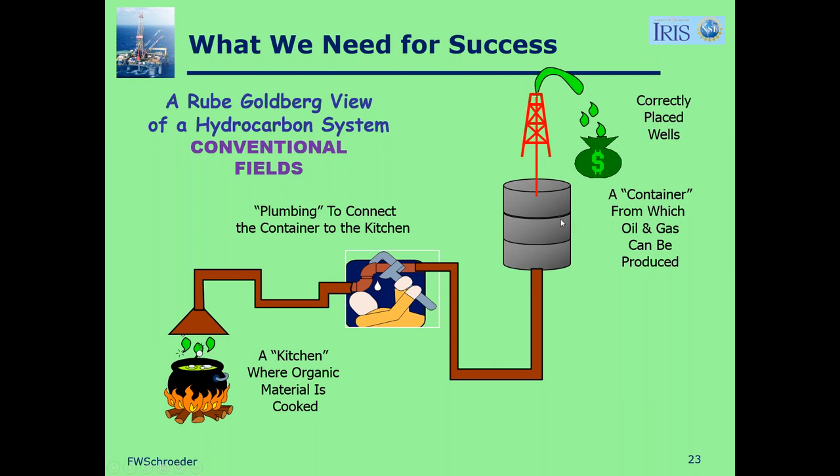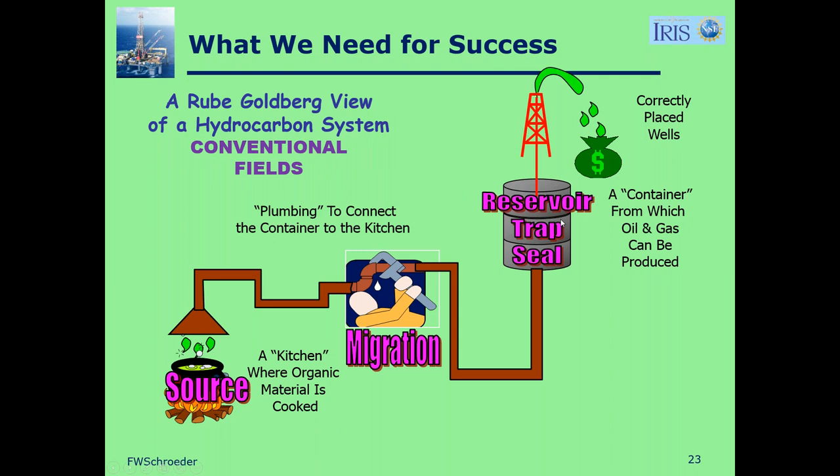We need to put the well in the right location so we hit the container and then we get oil out of the ground and money into the bank. I should also point out that this is for conventional fields, not for unconventional or resource plays. Being a bit more technical, we need source material, a source rock. We need hydrocarbon migration pathways. And for the container, we need a reservoir quality rock. It has to have a trapping geometry and the reservoir has to be capped by a seal so the hydrocarbons are still held in place.